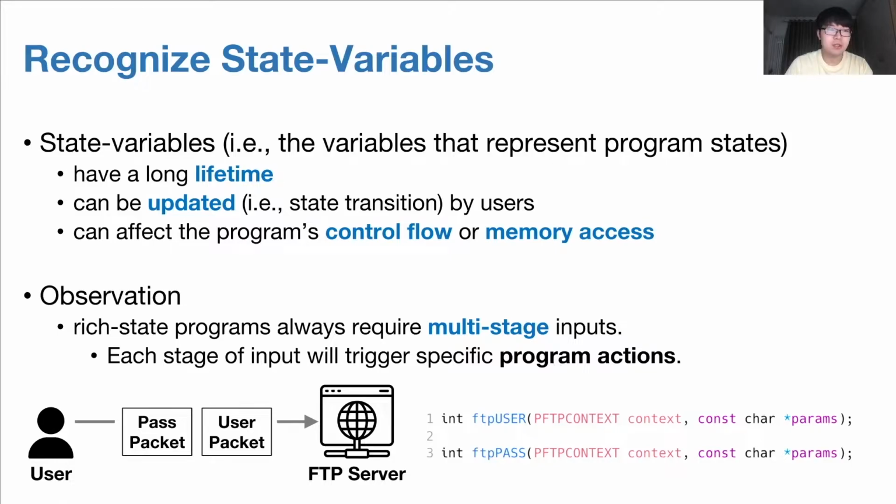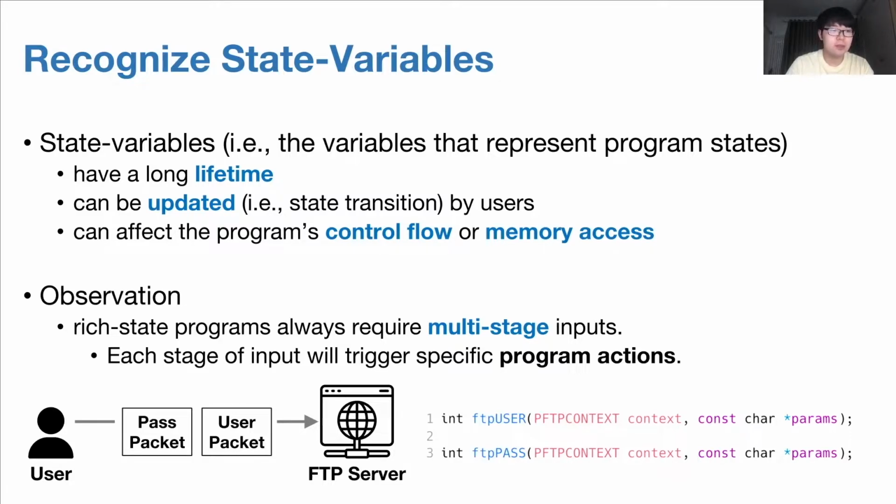We summarize the features of state variables as follows. First, these variables have a long lifetime that can span different program states to record state information. Second, they can be updated by users for state transition. Third, since the program state always controls the program's behavior, these variables should be able to affect the program's control flow or memory access. We observed that rich state programs always require multi-stage input, and the different stages of input will trigger different program actions.